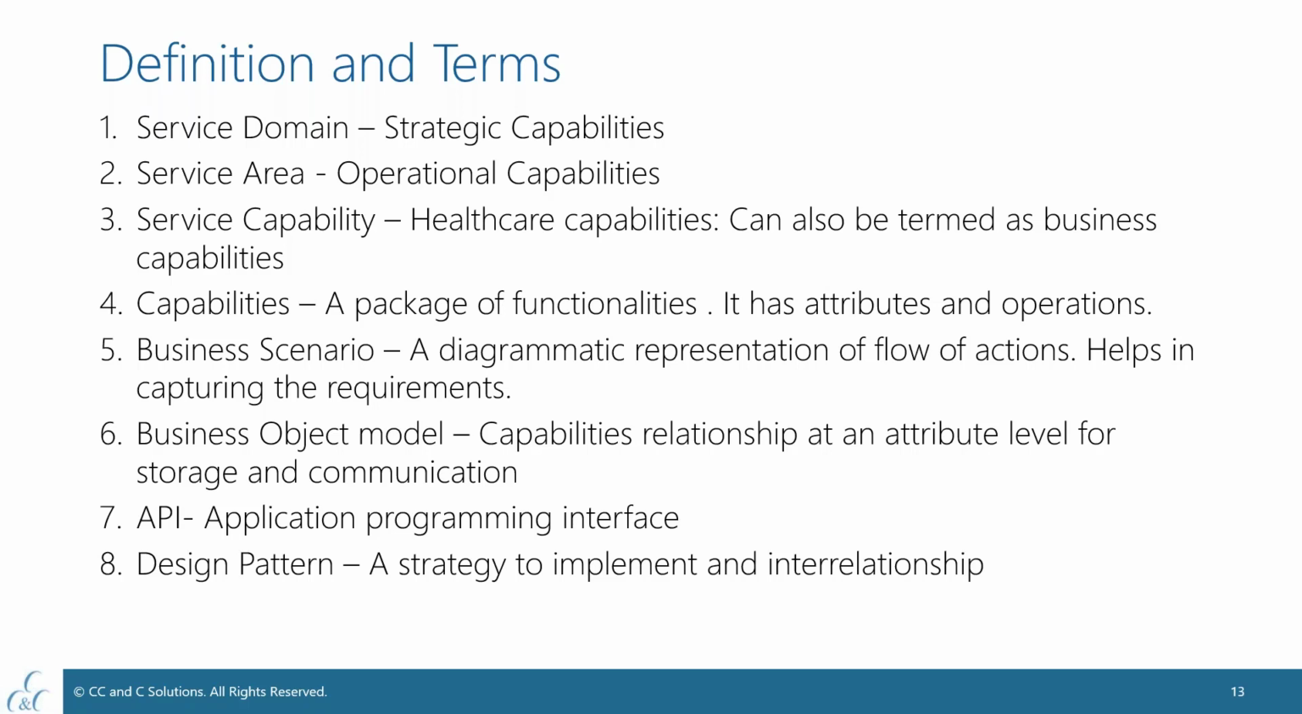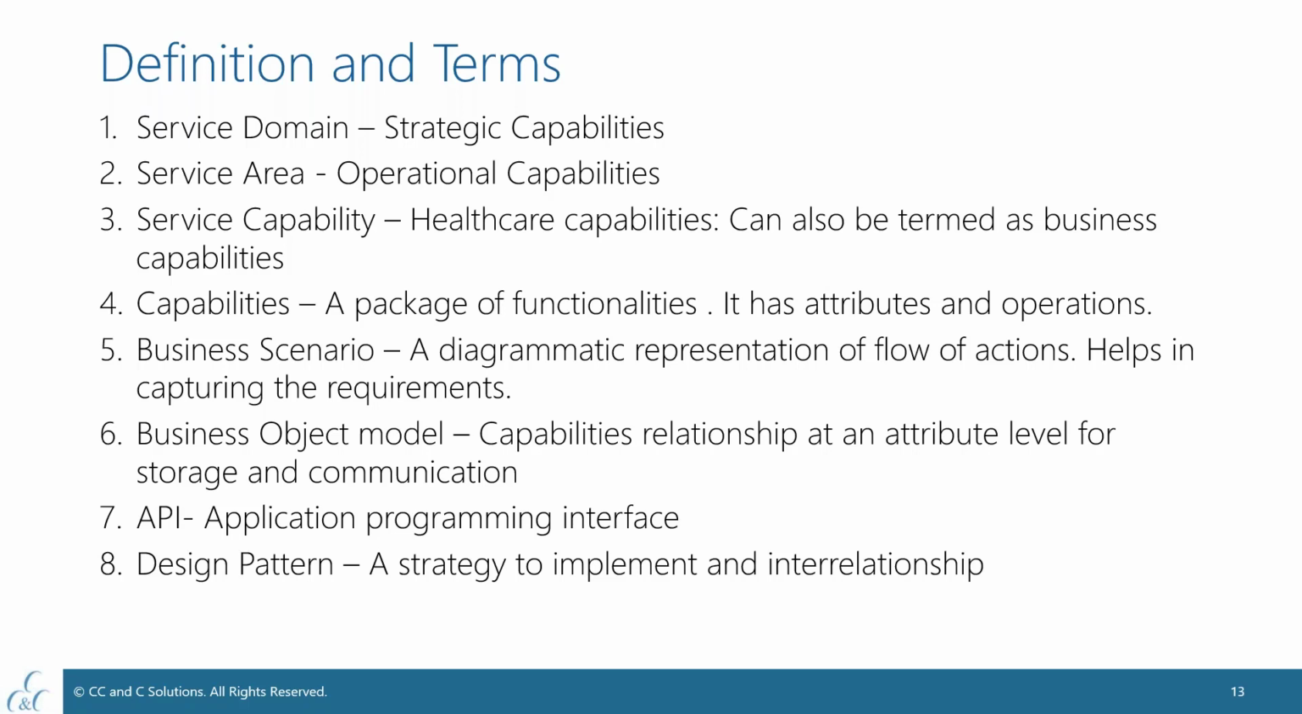So a healthcare capability can be termed as: this department only provides vaccination, this department only provides RT-PCR tests, this department only provides antigen tests, like this. And capability is what we talk about in IT terms. It is a package of functionality. So it has attributes, that means parameters or profile information, and it has certain operations also, what we need to do.